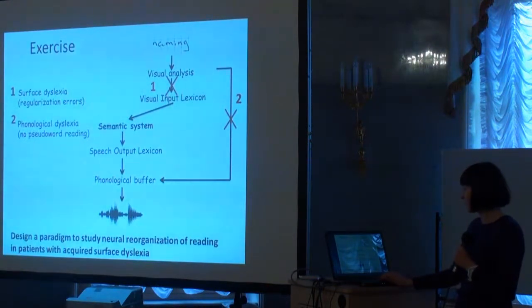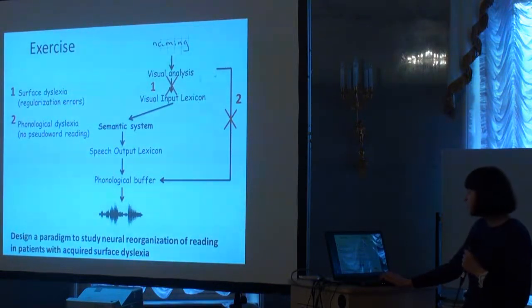You might read Finnish words, or I might read Finnish words, just using this indirect pathway. Of course, I will not understand anything, but I can do it if I am trained enough. And this is surface dyslexia, because you use the surface pathway.